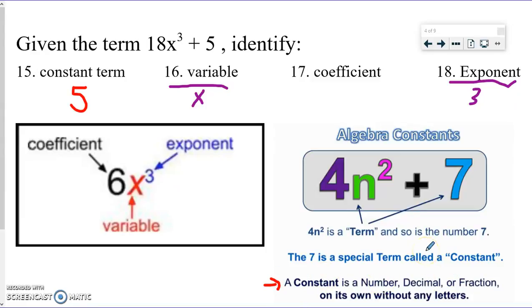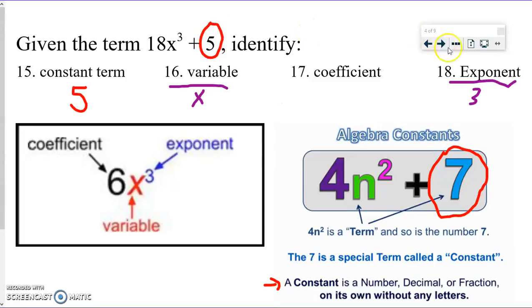So you'll see also down here, a constant is a number, decimal, or fraction on its own without any letters. Okay, so this one is kind of similar to the one that we had here. 7 was the constant. And the expression on the, oh, whoops, that's ugly. And the expression on the basic skills test, 5 was the constant.